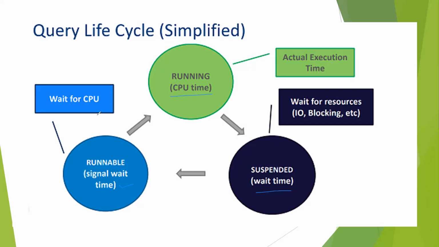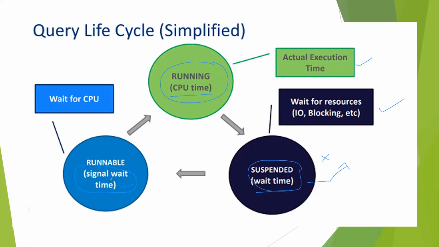Whatever we are executing, let's say for example, the query is currently executing on the CPU. That is the actual execution time, right? Suppose the thread is suspended and waiting for some resources, and the resources can be anything, right? That will be a wait time. If the thread is not waiting for any resources and it is in the runnable queue, that is what we call signal wait time.